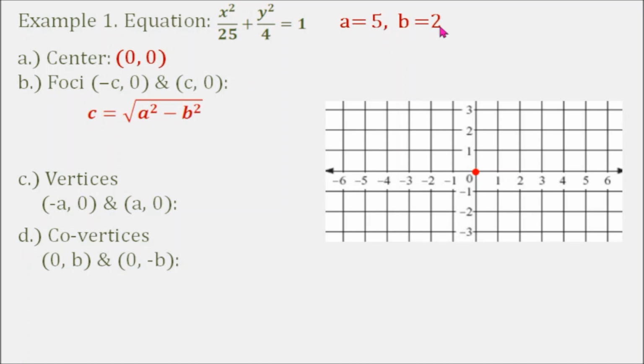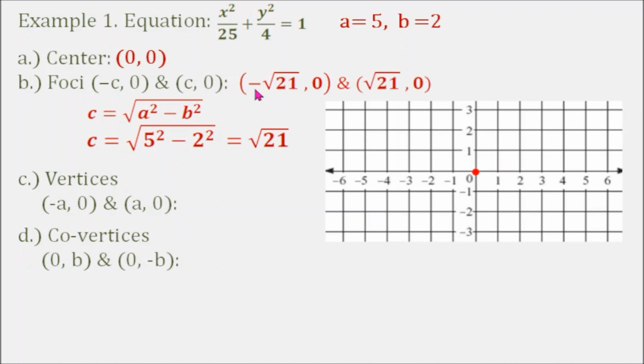Our a is 5, our b is 2, so that means c equals the square root of 5 squared minus 2 squared. 5 squared is 25, and 2 squared is 4. 25 minus 4 is 21, so our c is square root of 21. Now, since the coordinates of our foci are negative c, 0, and c, 0, that means the coordinates are negative square root of 21, 0, and square root of 21, 0, and they are somewhere here.